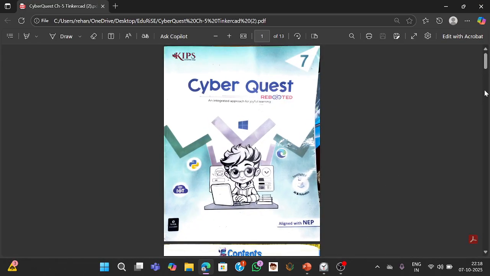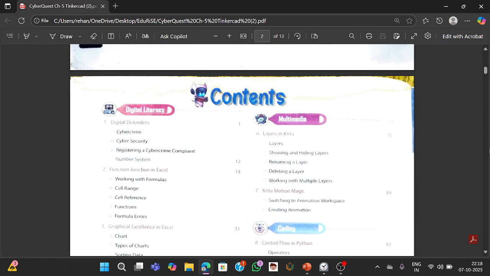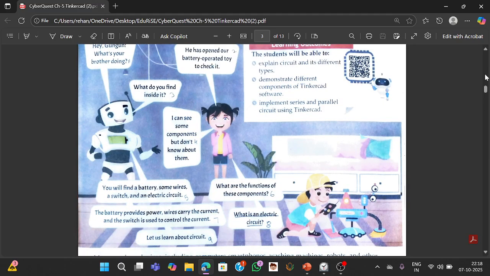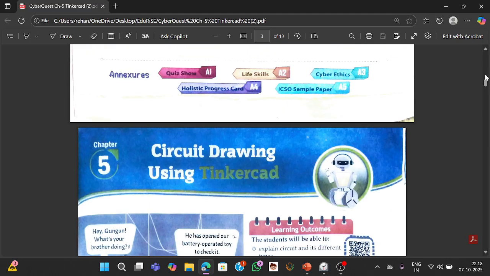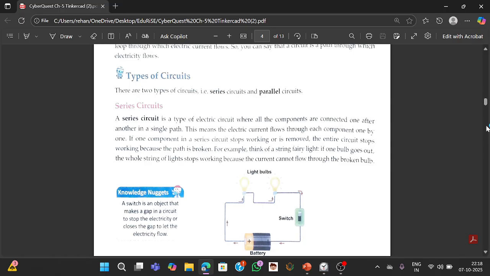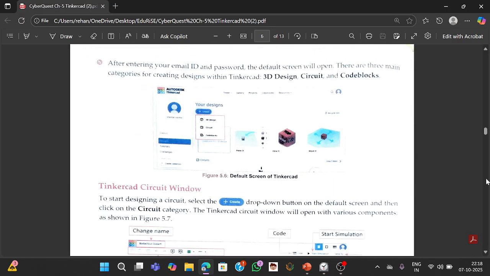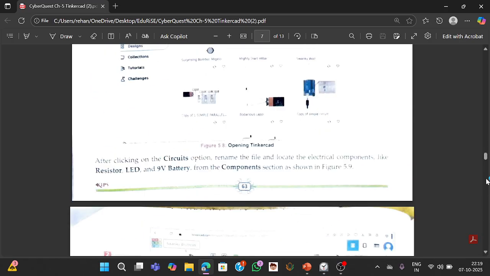This is the textbook that we are following, and we have started with the fifth chapter, that is circuit drawing using Tinkercad. In the previous video, in the challenge of day 6 and 7, we have talked about Tinkercad circuit, designing a series, a parallel circuit, and how a lab session can be implemented.